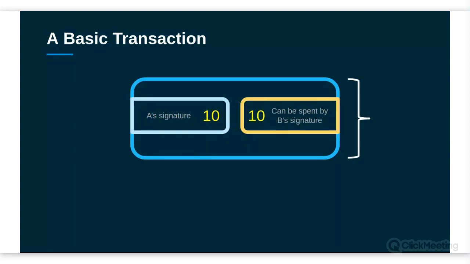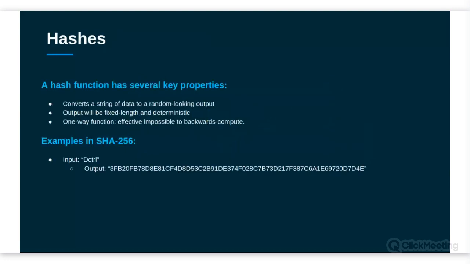One more important piece of a transaction we're going to talk about is a transaction hash, or TXID. You might have heard of this before. Just in case anyone missed the last presentation or you want a quick review, let's look at what a hash is. A hash is just an algorithm that converts a string of data to a random-looking output. The outputs are fixed length and deterministic. That means they'll always be the same length, and as long as the input is the same, the output will be the same, and it's one way. You can't calculate the input from the output, but you'll always get the same output from the same input.